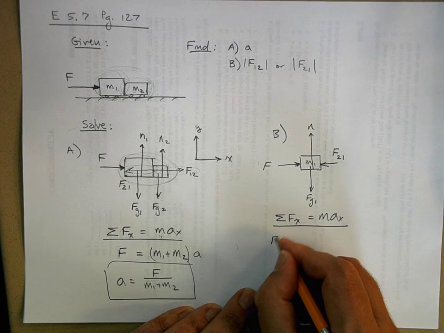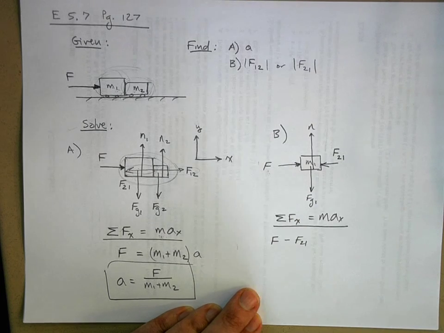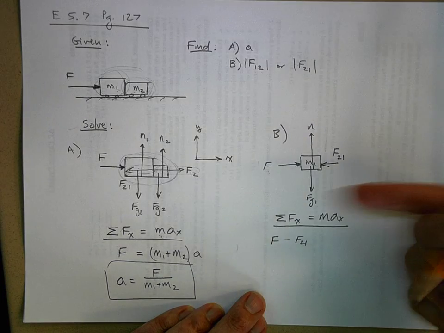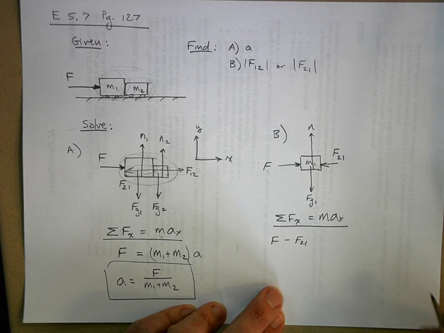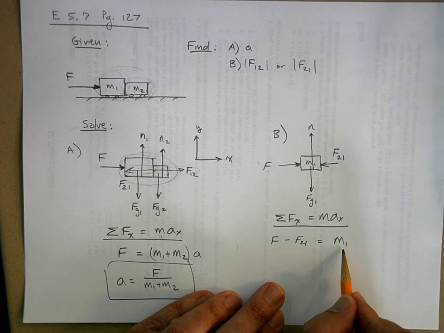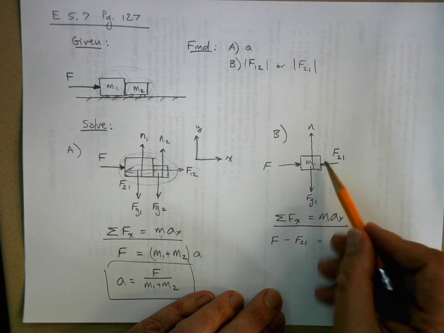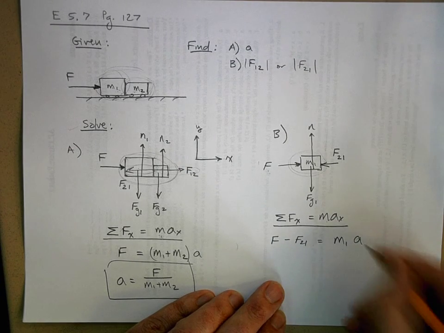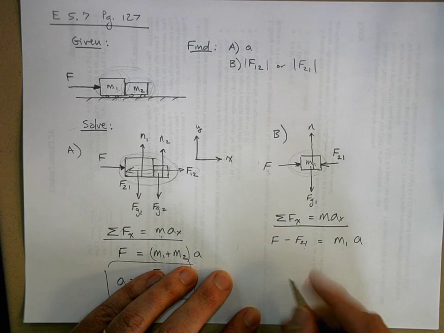I've got F, and then minus the force of 2 on 1. Why the minus? Because it's going to the left. I could put plus negative F2 on 1, and so then this is going to be equal to M1. This is just M1. It's not M1 plus M2. It's just M1, because that's what my free body diagram is. And then times A. So this lets me solve for the force of 2 on 1.